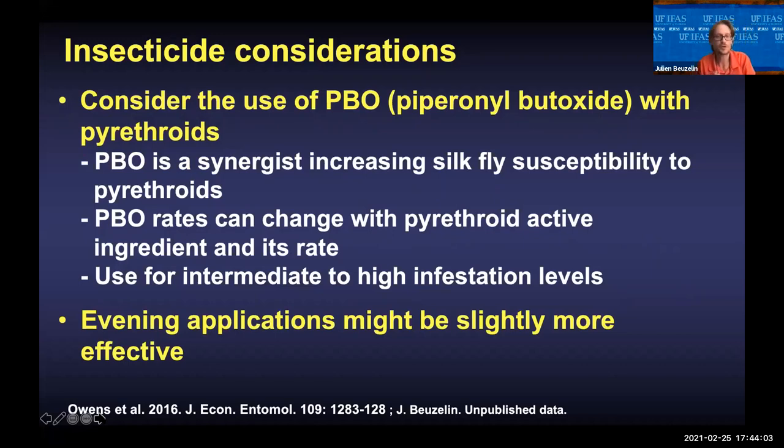So what are current recommendations? Well, I think you should consider the use of PBO with the pyrethroids. PBO is a synergist that increases sealfly susceptibility to pyrethroids. I would not use that for low pest pressure, but for intermediate to high population levels of adults, I think that's definitely something that should be considered. Look at the label of PBO. Typically what we have here is Exponent, because the rates do change with the pyrethroid active ingredient and its rate. This is something that you have to be careful about.